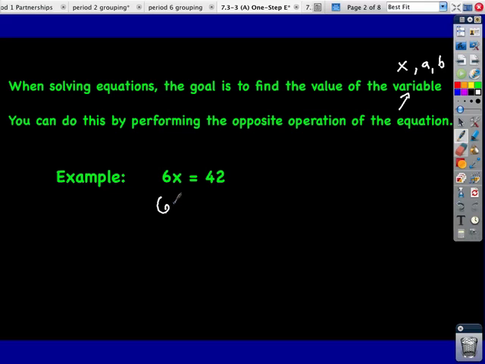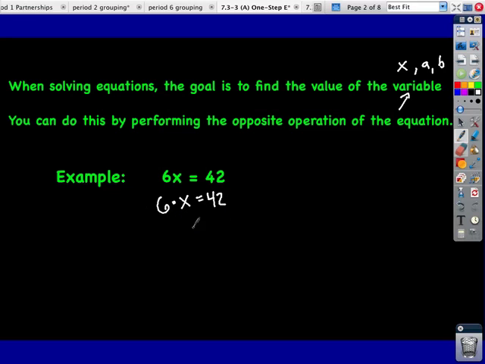6x means the same thing as 6 times x equals 42. Notice this equation is one expression on the left, 6x, set equal to an expression on the right, 42. So the question is, what's x? You guys will know right away, in this case, x has to be 7. But there's an algebraic way that I want you to show your work.